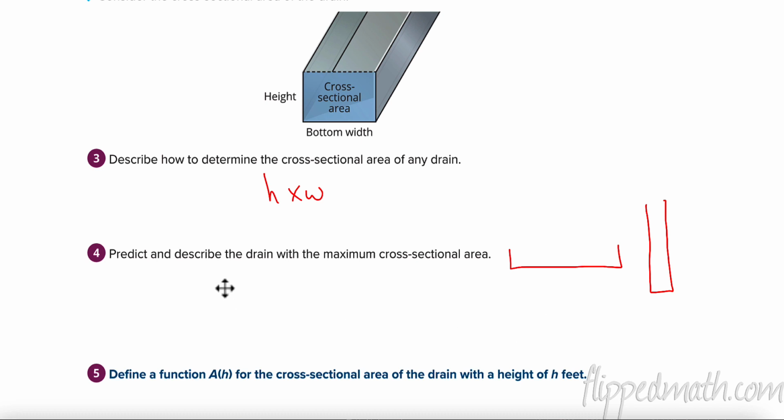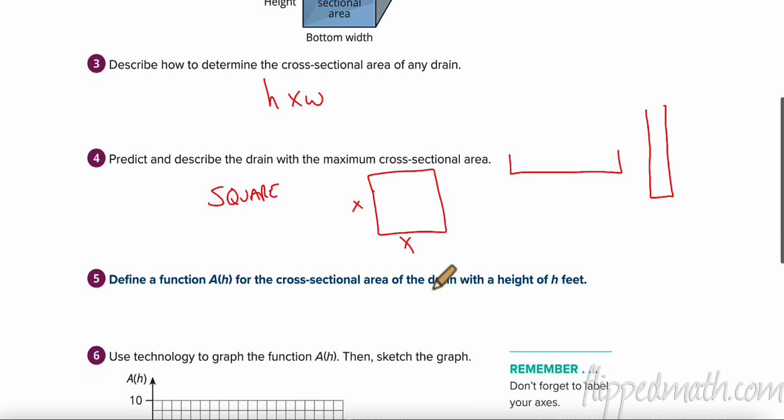I don't know what you said, but I think a square is going to be the maximum area we get through here. It optimizes everything. We're going to have the same dimensions on all 4 sides.